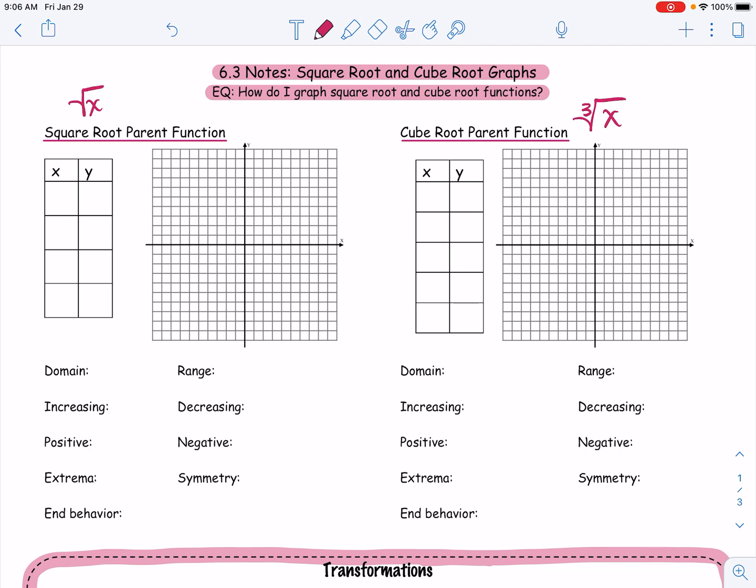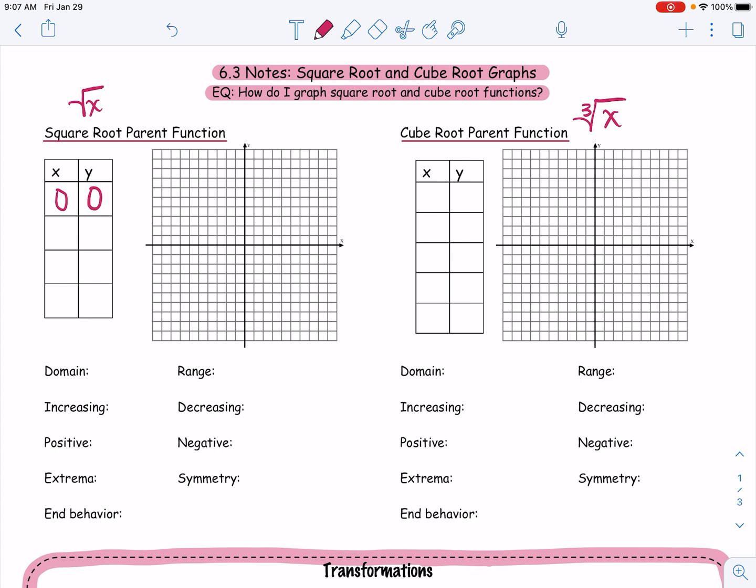So for square root, remember, we cannot take the even root of a negative number. So none of our x values are going to contain a negative. But 0 is technically a perfect square because 0 times 0 is 0. So I can take the square root of 0, and I do get 0. So that's going to be a point on my graph, 0, 0.